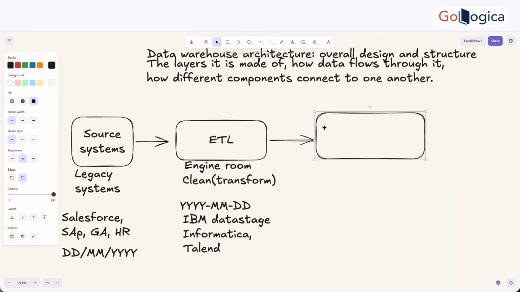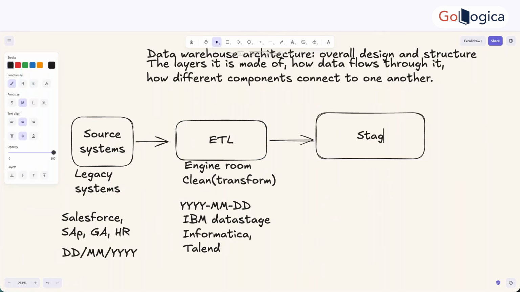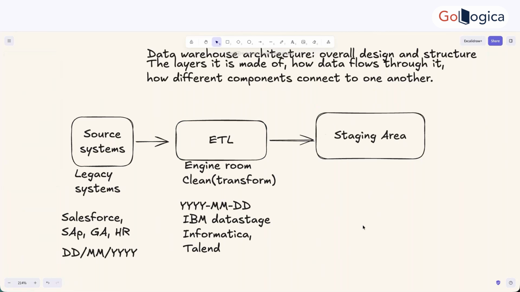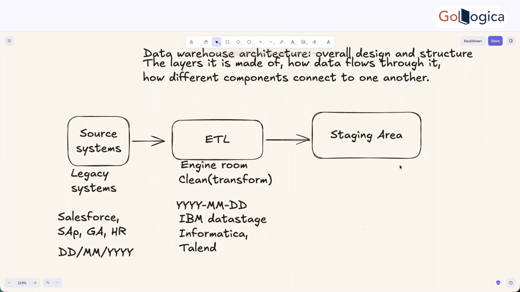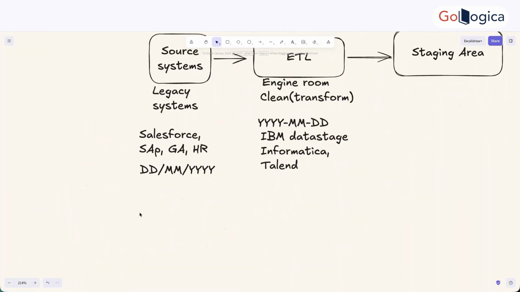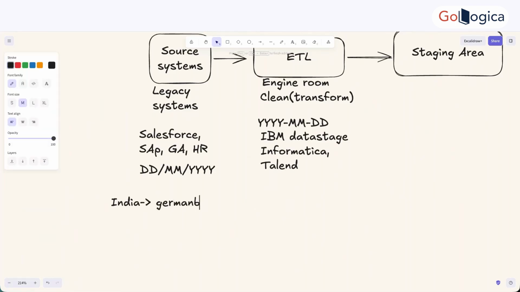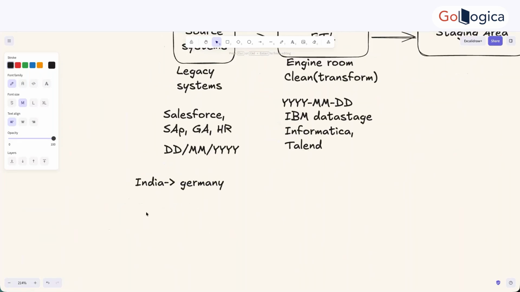We'll have one staging area. Have you heard of a staging area? It's a temporary storage area. I'm giving you a real life example. Let's say you are right now in India, and now you have moved to Germany. You have all your luggage, everything. You have bought a house. In that house, there must be a living room or drawing room. First, you put all your luggage in that living room. So that living room we will call a staging area.